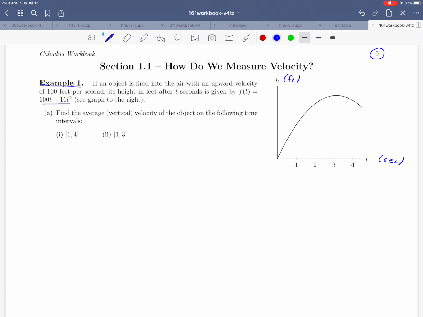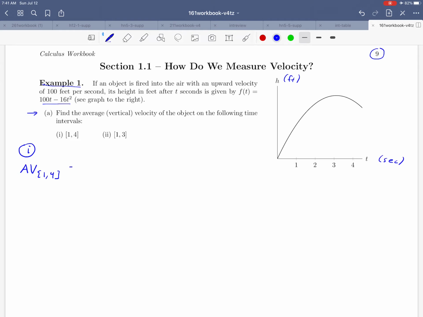Okay, and part A would like us to calculate some average velocities. This is the same idea as what we talked about in section 1.0. We're talking about average rates of change of our function. So for example, in part 1 here, to find the average velocity between 1 and 4, I'm going to introduce a new notation for that. Our book likes to write that as AV. That stands for average velocity between 1 and 4.